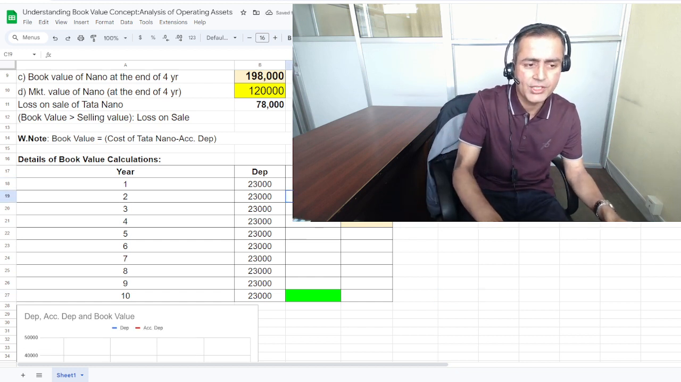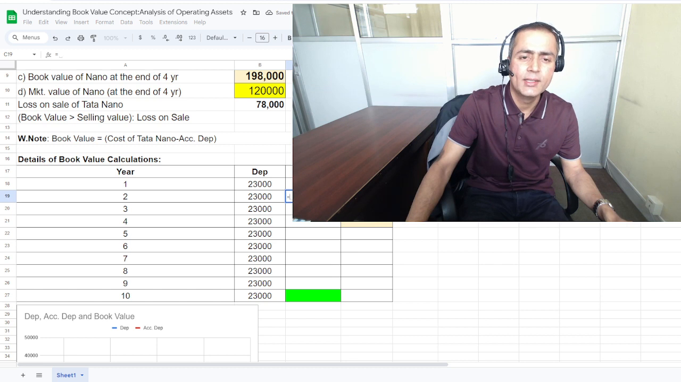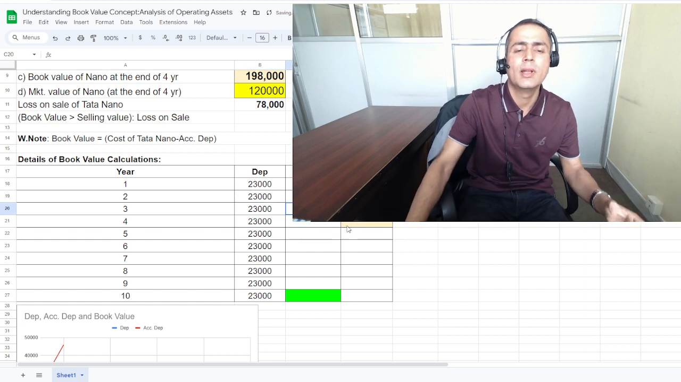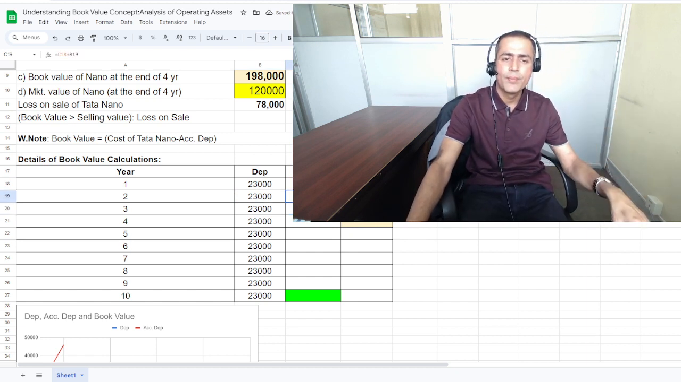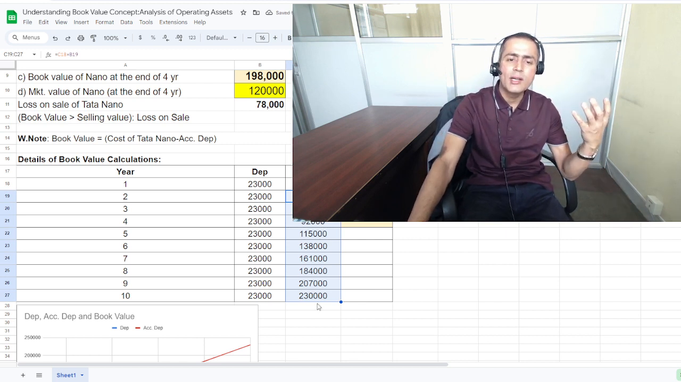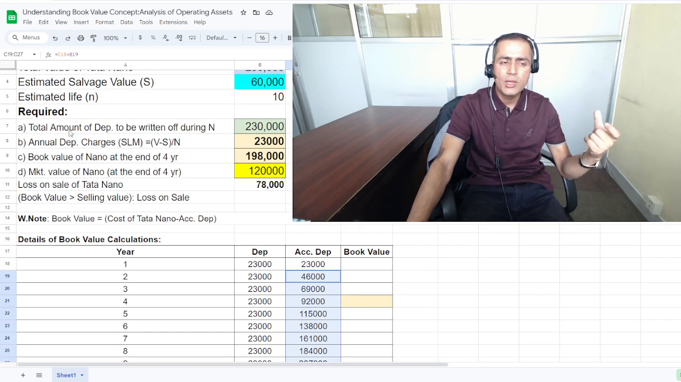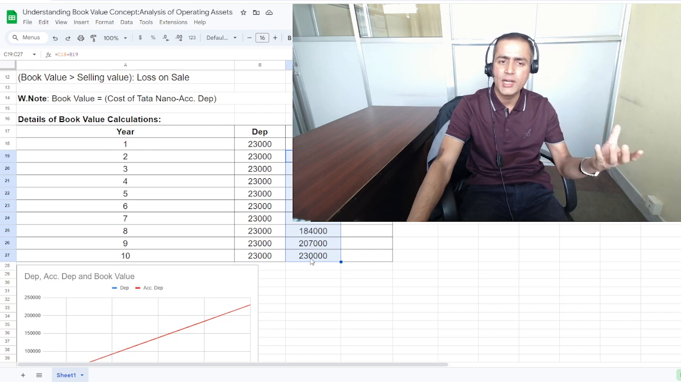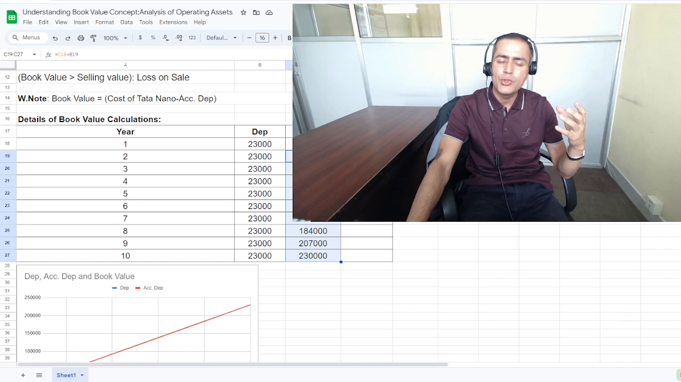Accumulated depreciation is simply this value plus this, like cumulative frequency in statistics. In this case you can see that 2,30,000 is our accumulated depreciation. You can see here the total amount of depreciation to be written off by the end of the 10 year period is 2,30,000, the same as the total depreciation. If you record the journal entry, you can simply say depreciation expenses account debit to accumulated depreciation, and then you can explain your narration.